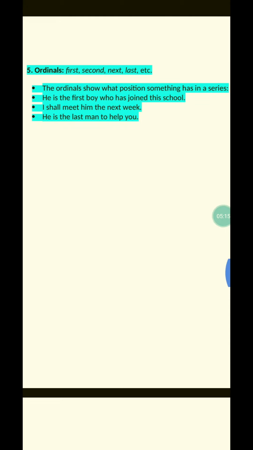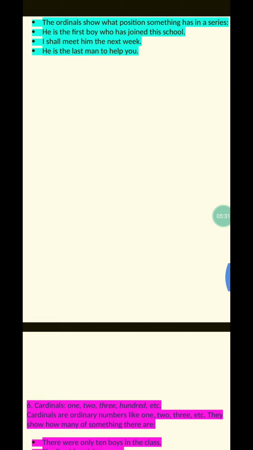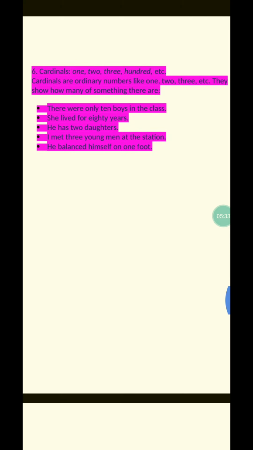Moving on to point number 5, that is ordinals. First, second, next, last. Children, the ordinals show what position something has in a series. For example, he is the first boy who has joined this school. Next, cardinals. 1, 2, 3, 100. Children, cardinals are ordinary numbers and they show how many of something there are. For example, he balanced himself on 1 foot.